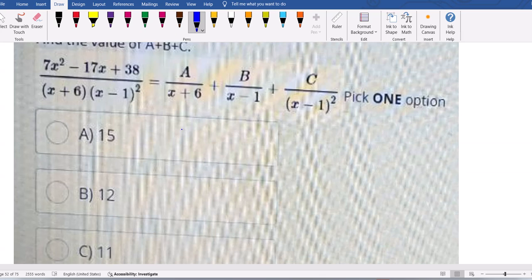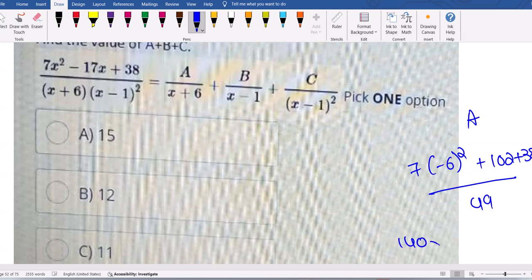From engineering maths, we can solve this one. So what is x plus 6 means? If you want A value, remove x plus 6 and put minus 6 in that expression. If you put minus 6 in that expression, 7 into minus 6 whole square, which is 7 into 36. Minus 7 into minus 6 means plus, it will become 102, right? So 102 plus 38 divided by, if I put minus 6 in denominator, minus 6 minus 1 means minus 7 whole square is 49. Numerator 7 into 36 plus 140 divided by 49.